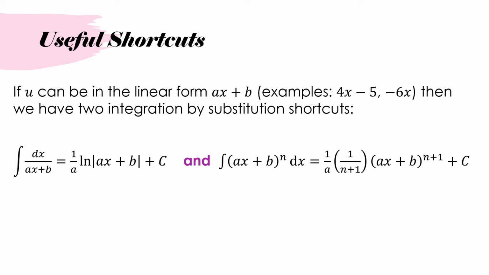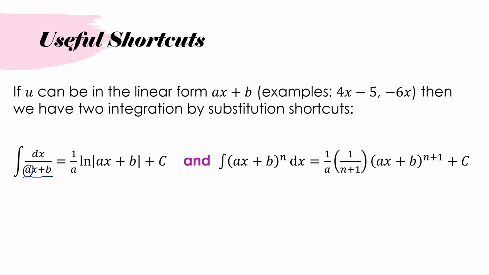I've avoided revealing these shortcuts because we wanted to work on our substitution, but there is a little sneak attack you can do if you have linear form kind of substitution possibilities. So if you can make u to be ax plus b, so that could be like 2x minus 3, it could be 3x, it could be just plain x, anything linear, so no squares or anything as part of it, then you have this shortcut here. So if you have dx over ax plus b, you can immediately integrate that to 1 over a, being this value in front of the x, ln of ax plus b, plus c.